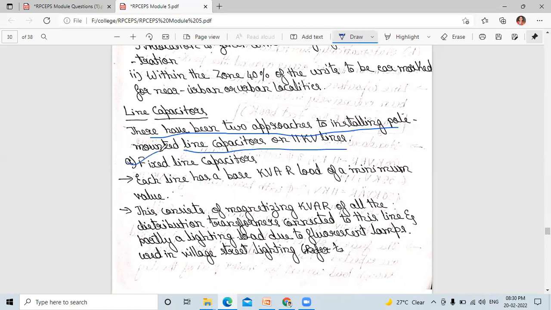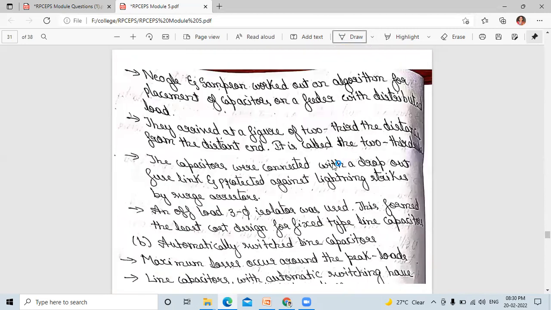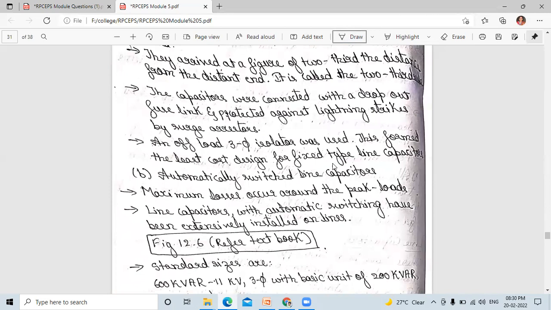One is fixed line capacitor. You write 5 points regarding that. Next, you need to mention the automatically switched line capacitors. For this, you have a figure, don't confuse. I have given it in the last reference textbook, and it is available in the notes also.